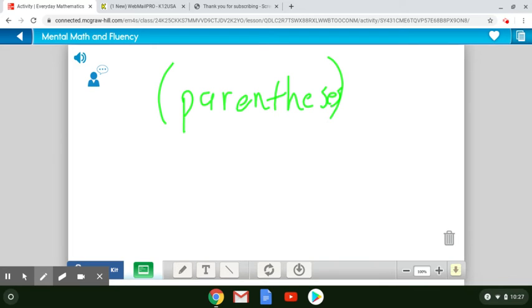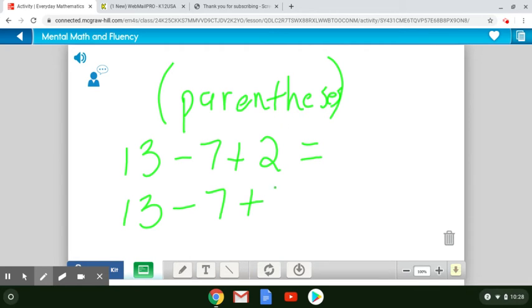So let's do a quick practice problem. You can do this right on the screen with me, or you can work in your notebook. So here's the equation we're going to write. 13 minus 7 plus 2 equals blank. And we're going to write the same thing again. 13 minus 7 plus 2 equals blank. And we're going to insert the parentheses.